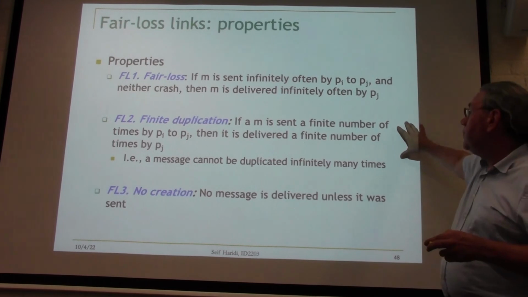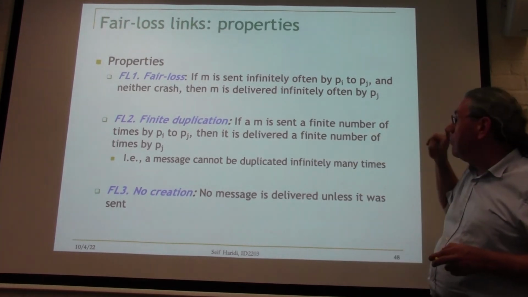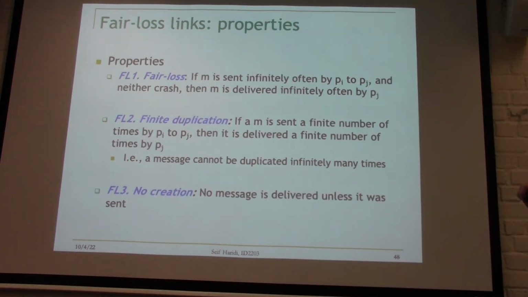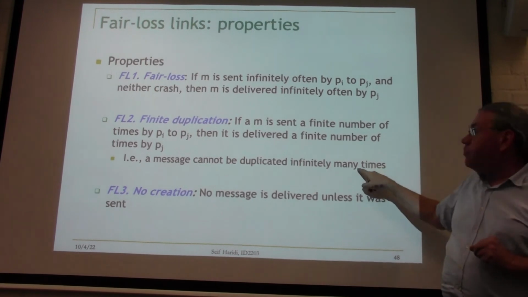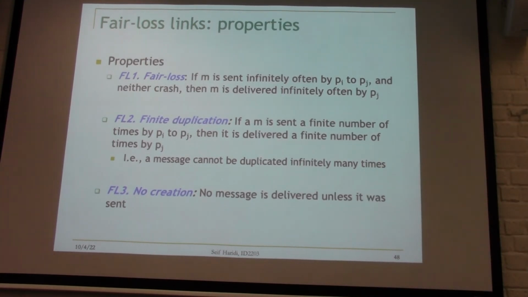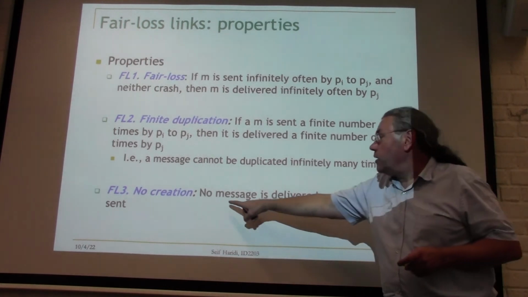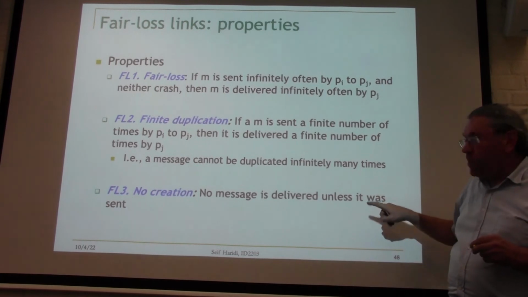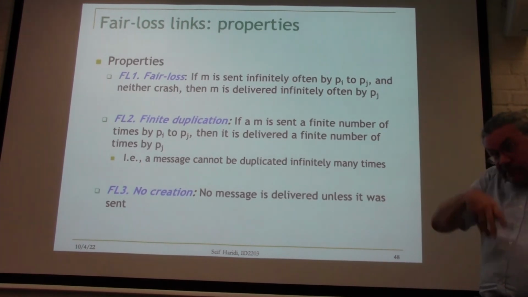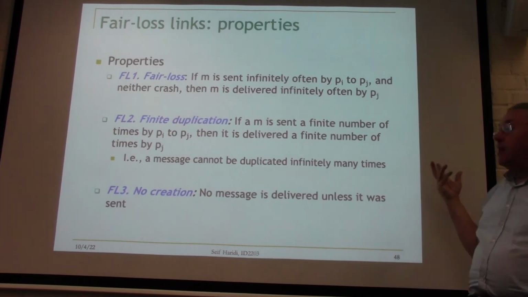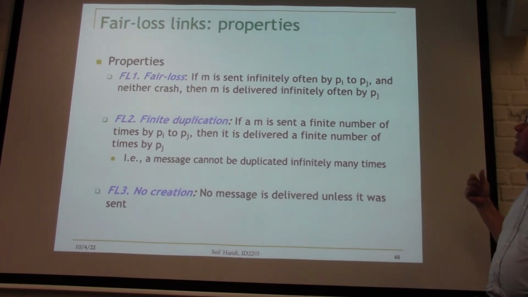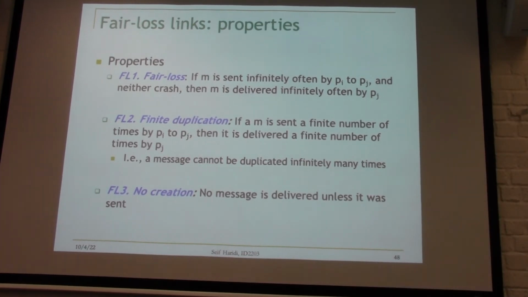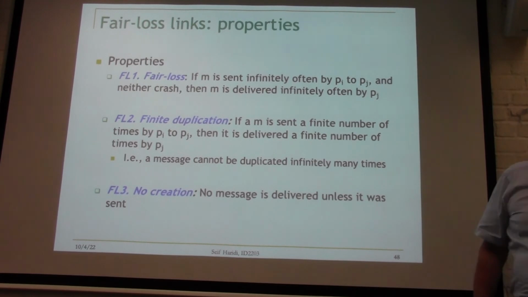And the second one, if a message is sent a finite number of times from I to J, then it is delivered a finite number of times. The network will not infinitely duplicate the message. And the final one is no creation. No message is delivered unless it was sent. That means the network is not going to just send me some random message if nobody sent me one. So these are the 3 properties that I need, and each of them is a necessary property.